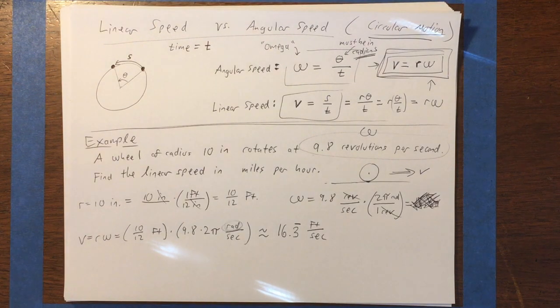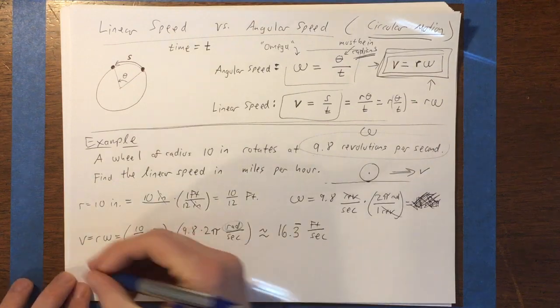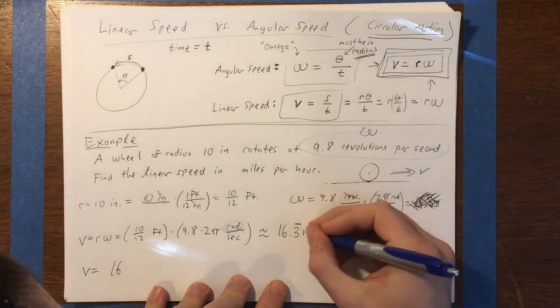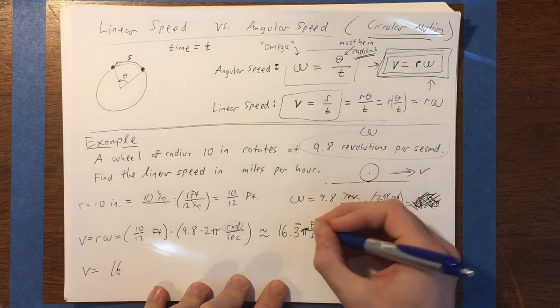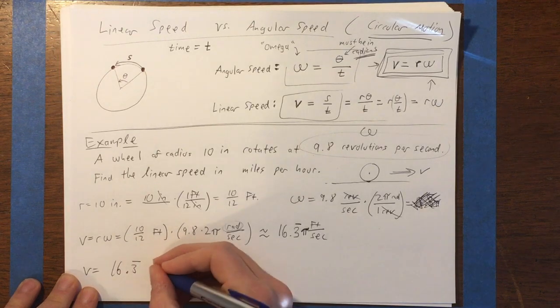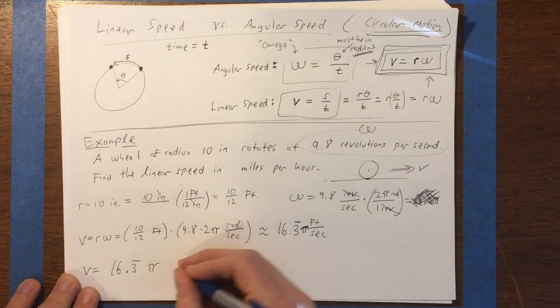So there we go. So now, if we want this in miles per hour, we have to do one more unit conversion. So 16. Oh, I forgot the pi. Oh, I'm sorry. I got distracted. This is supposed to be a pi right here. This is times pi. So 16.3 repeated times pi feet per second.